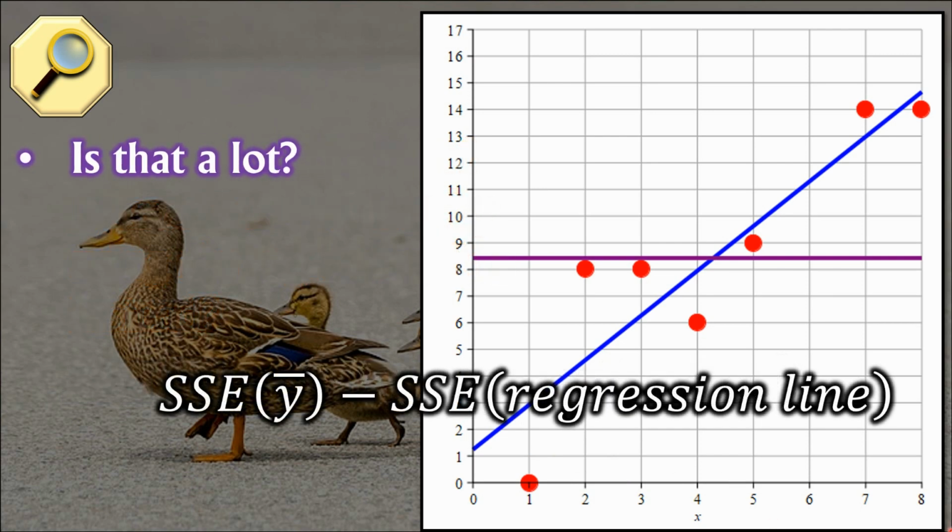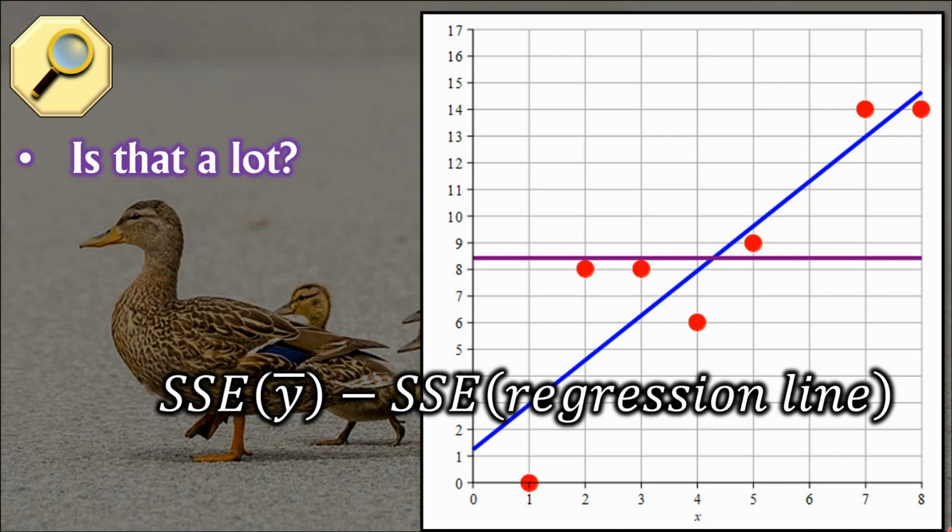And here's the big question: is that a lot? I look at this value, the difference between the two. I know that the horizontal line, the average value, is the worst I can do. The regression line is the best I can do. I'm going to get some amount here, but I don't know if it's a lot. I need to do a comparison.